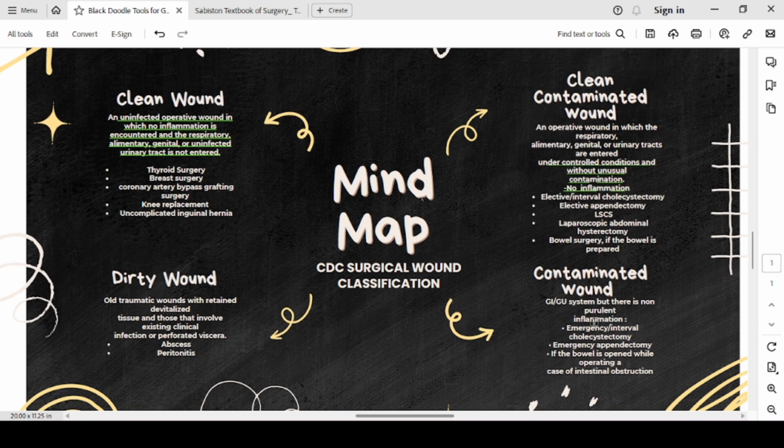Now the next type, which is the contaminated wound. In the contaminated wound, that is the type 3 wound, we enter the GI or genitourinary system, but there is non-purulent inflammation. So here we're dealing with inflammation, but it is non-purulent. There is no pus discharge. There is no infection as such. So there is contamination. An example would be emergency cholecystectomy, emergency appendectomy, and if the bowel is opened while operating a case of intestinal obstruction.